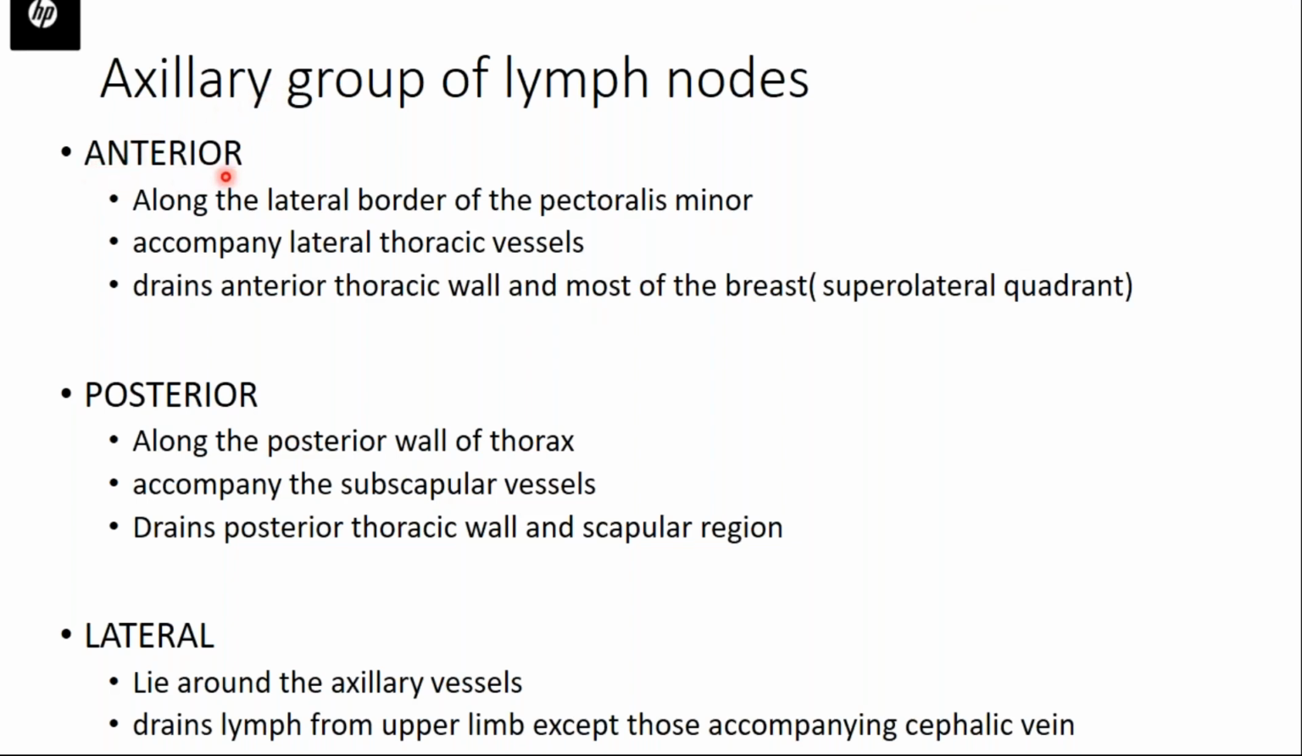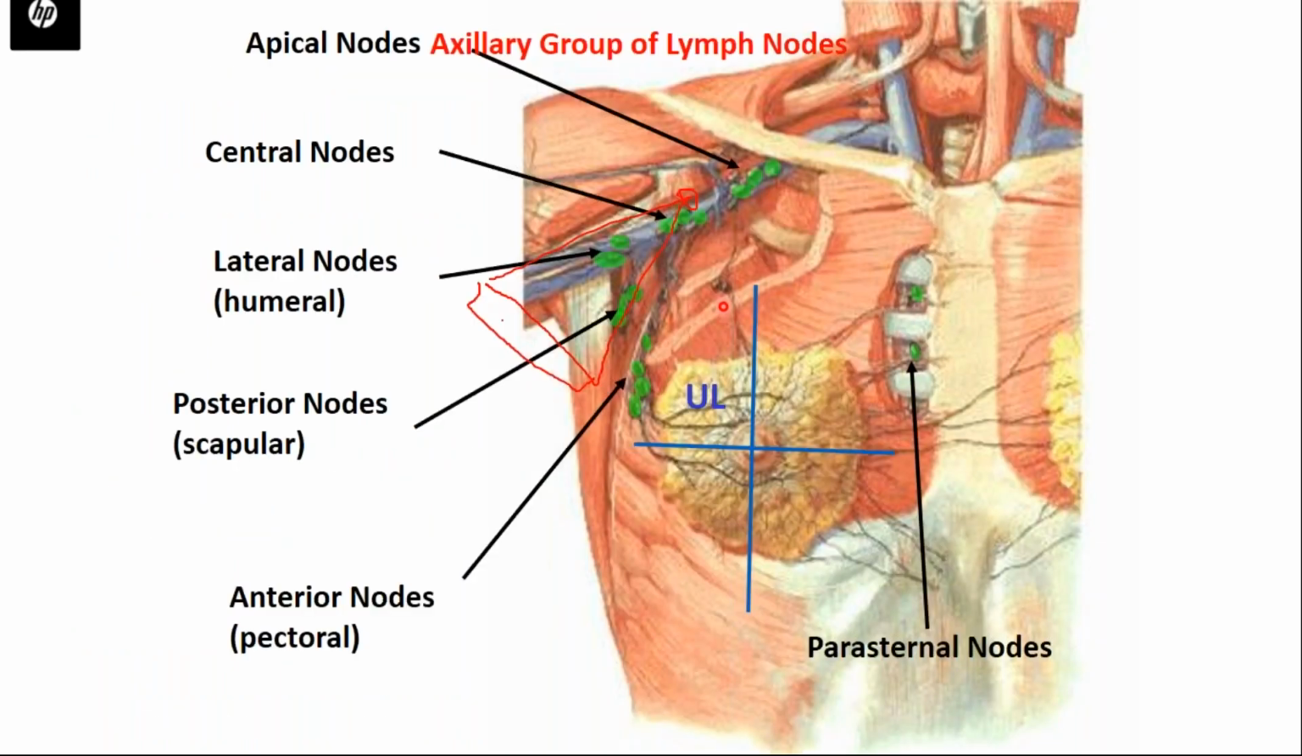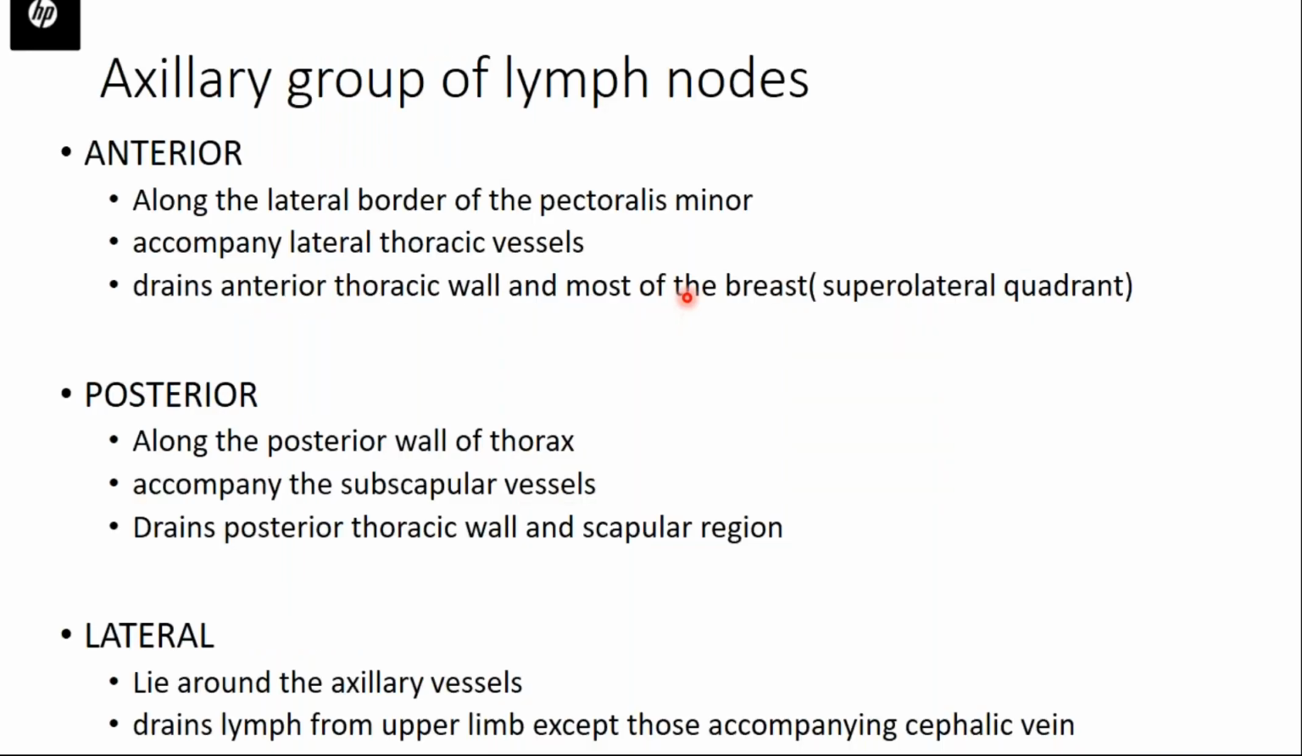The anterior group of lymph nodes are present along the lateral border of the pectoralis minor. Here this muscle is called pectoralis minor, so along its lateral border they are found. They accompany the lateral thoracic arteries and veins. This is important: they drain the anterior thoracic wall and most of the breast, especially the superior lateral quadrant.